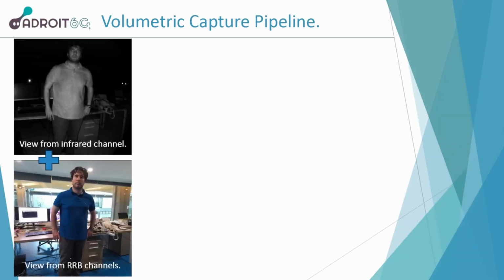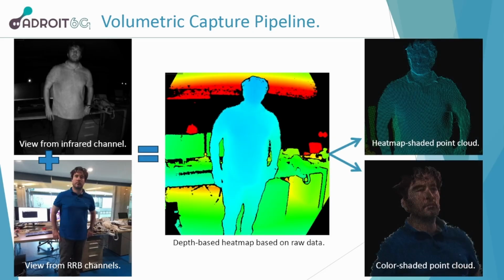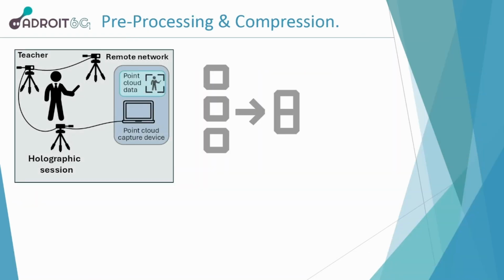This point cloud consists of millions of data points that describe both the geometry and motion of the instructor in real time. The result is a dynamic and highly accurate digital representation that can be reconstructed into a holographic model.